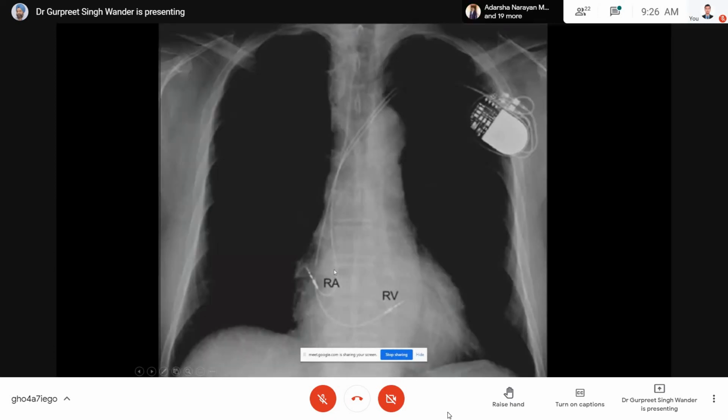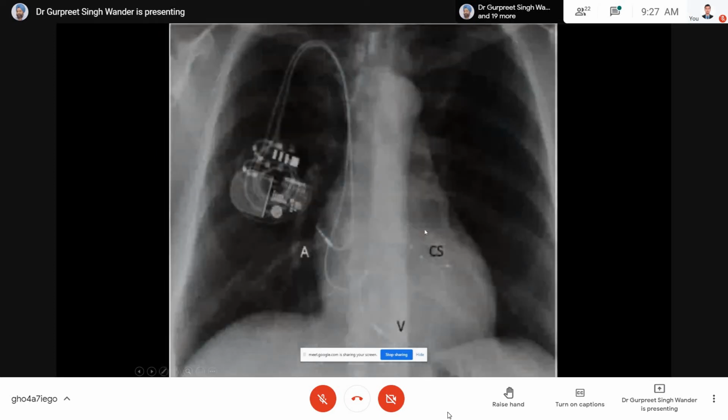And this is the dual chamber. You can see 2 leads are coming, connected to the pulse generator. So this is an X-ray of a dual chamber pacemaker where the right atrium and right ventricle have been paced, and they both act in synchrony. This is a triple chamber, triple lead pacemaker, which has an atrial lead, a ventricular lead, and a coronary sinus lead. The coronary sinus is the one which drains the venous drainage of the heart. We put the coronary sinus lead there, and it goes behind the left ventricle. So it stimulates the RV and the LV, the right ventricle and the left ventricle.